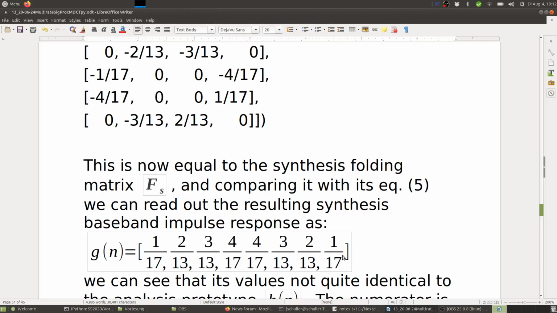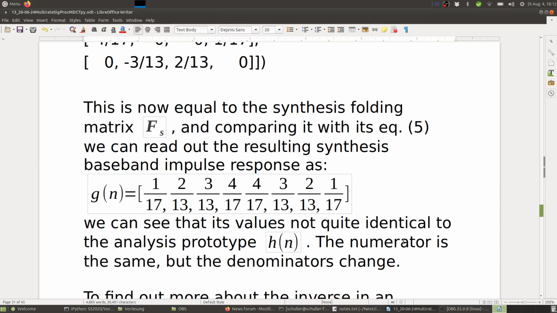It's almost the same as the analysis part, except that we have different denominators here, right? Which is kind of funny. So we see we get a different prototype for the synthesis than we have for the analysis, but it gives us perfect reconstruction. But then also we don't know what frequency response this will have, right?